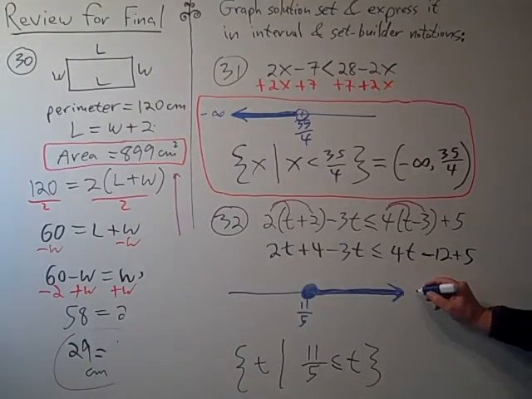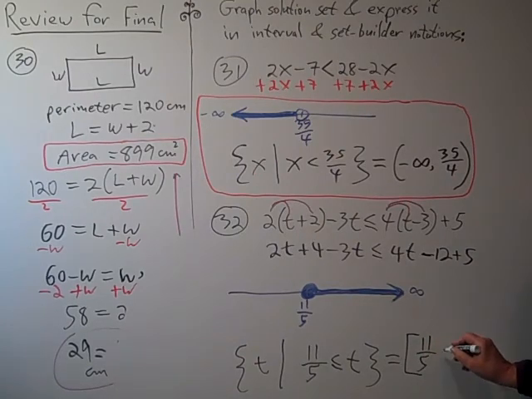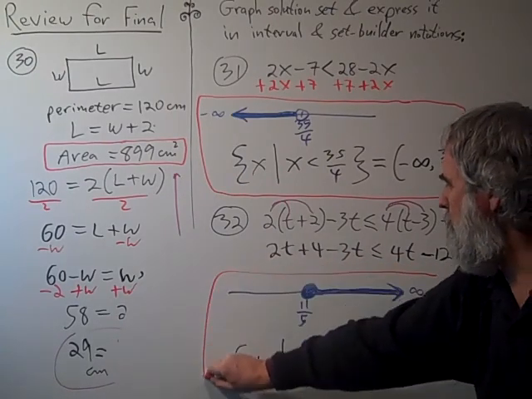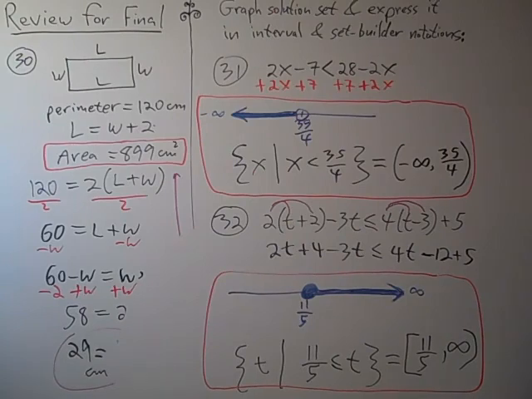And since you can think of infinity as being at the end of the line to the right, you can also write this as the closed interval from 11/5 to infinity. So these are three ways of expressing the solution set to this linear inequality.